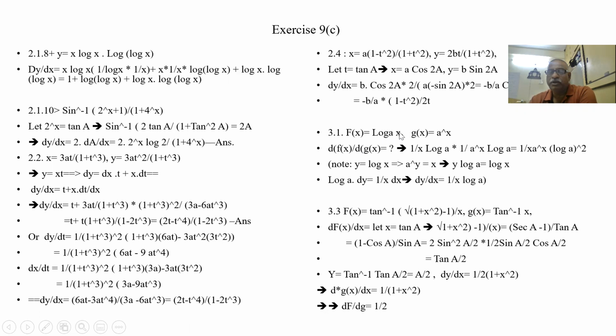Let f of x be log x to base a, and g of x be a to the power of x. What is d of f of x by d of g of x? So df of x is 1 by x into log a, log x to base a. So d by dx is 1 by x into log a.